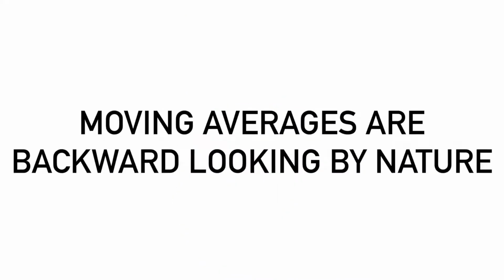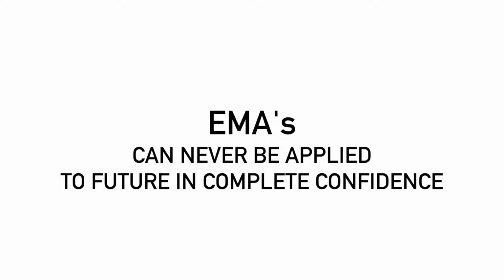It's important to know that moving averages are backward-looking by nature. So while EMAs can reduce the lag effect on developing trends, they still rely on past data that can never be applied to the future with complete confidence. So you cannot use a moving average to tell you what's going to happen in the future. You can only use it to see what happened in the past and kind of gauge that a trend or a reversal might be happening based off the past. But like I said, anything can happen.